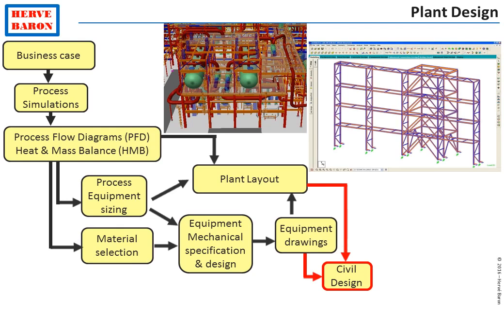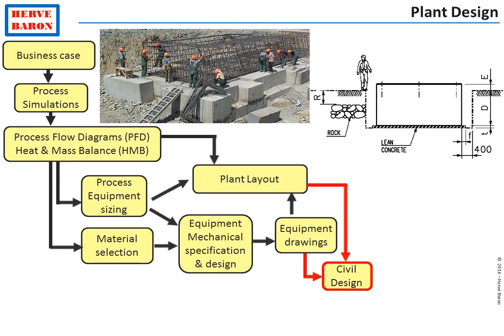The finalization of the plant layout and information from equipment vendors, such as equipment dimensions and weights, allow to perform the design of the process structures, the equipment bearing structures, be they made of concrete or steel. The information from vendors also allows to design the equipment foundations.